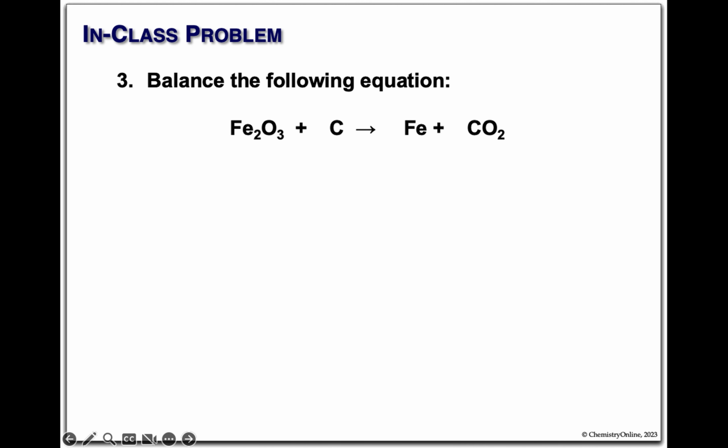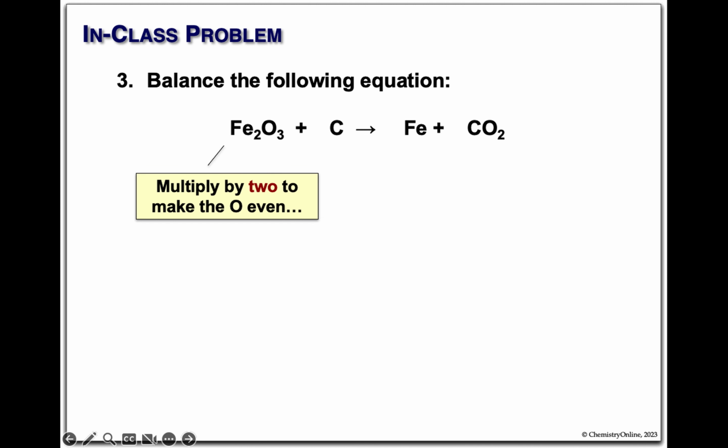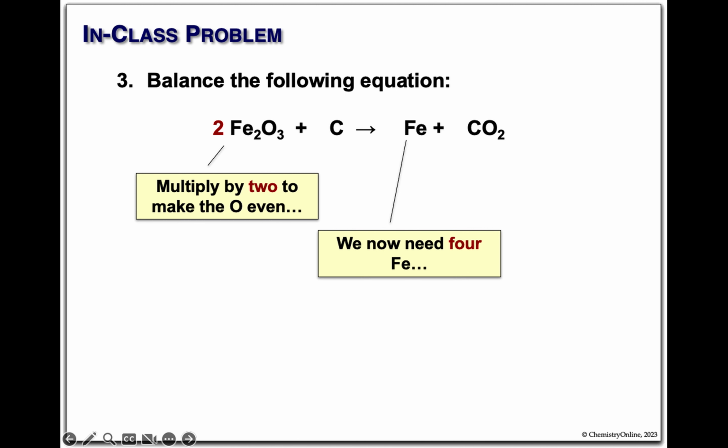Balancing. Yes, you will have balancing on this exam. Let's look at this. We have 3 oxygens here, only 2 on this side. This is odd, that's even. We can fix that if we simply double, put a coefficient of 2 in front of the iron 3 oxide. So let's do that. Now that gives us 4 irons. We have 1 on this side. We simply need to insert a 4.